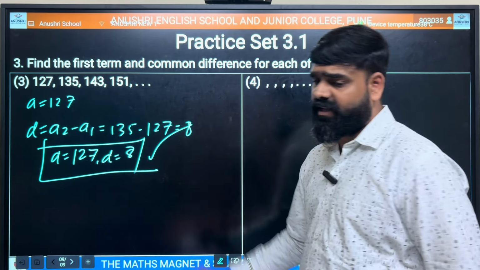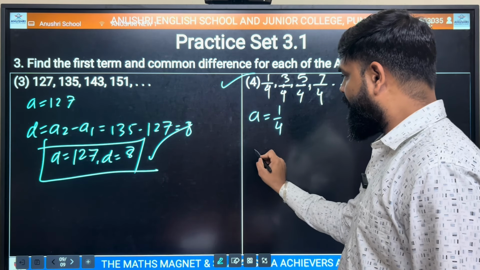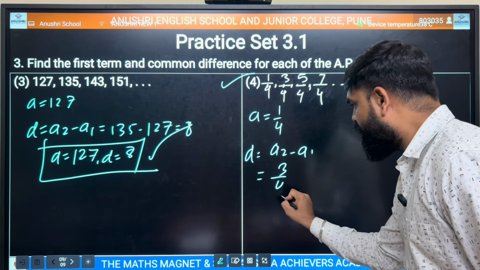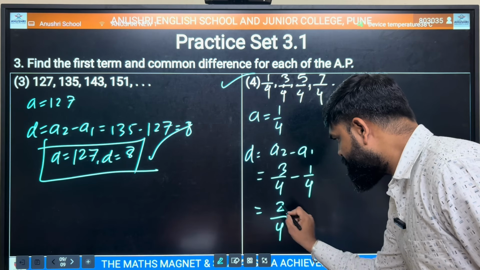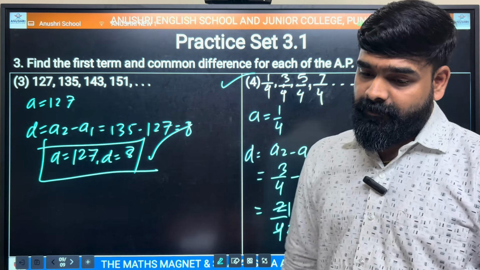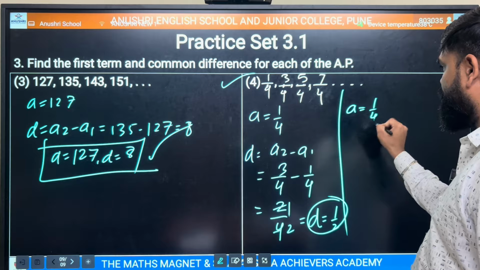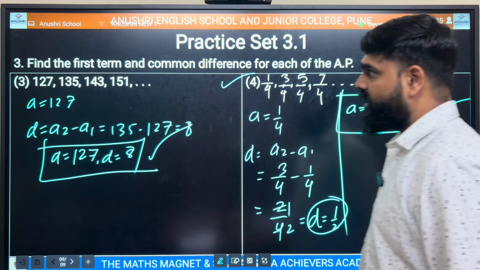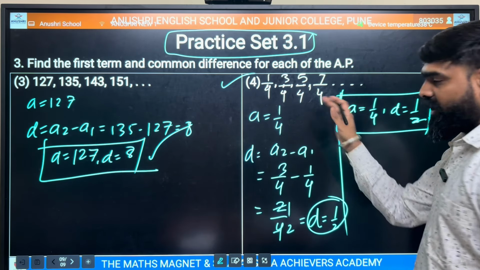Okay. In question number 4, A is equal to 1 by 4 and D is equal to A2 minus A1. So A2 is 3 by 4 minus A1 is 1 by 4. So we got here 2 by 4, which we can simplify, and we have D is equal to 1 by 2. So we got the D here. A is equal to 1 by 4 and D is equal to 1 by 2. So we got all the answers. Okay. So likewise in the 3.1 exercise or practice set, we have such kind of questions.